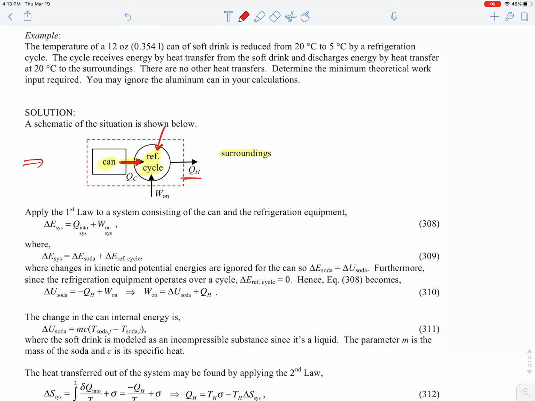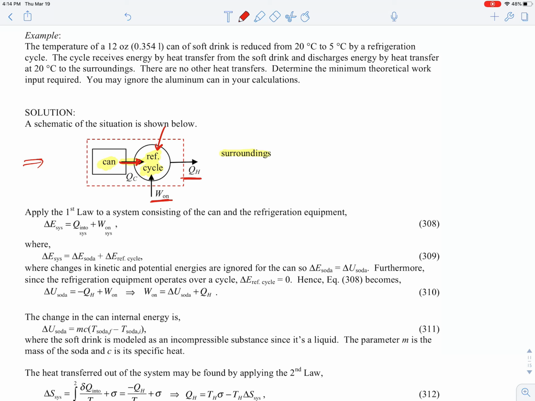So that's what the QH is. And in order to do that, of course, we have to put some work into it. This kind of goes back to the Clausius statement of the second law. You can't just move heat from a cold reservoir to a hot reservoir without doing some work. So we have to put some work into it. So the work here would be the electricity coming from the wall socket when you plug in your refrigerator.